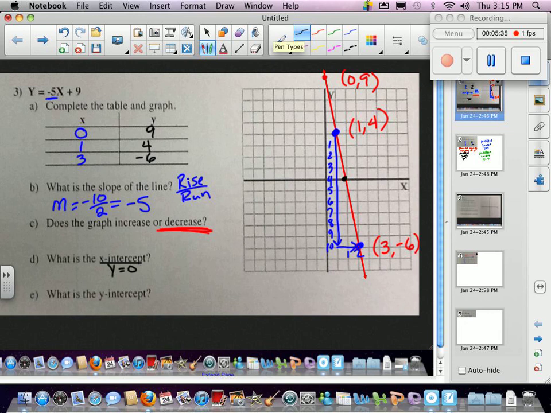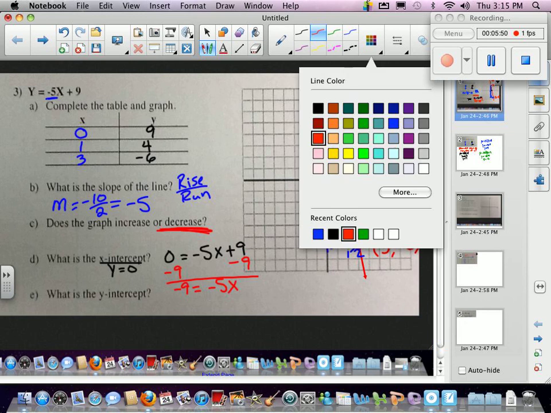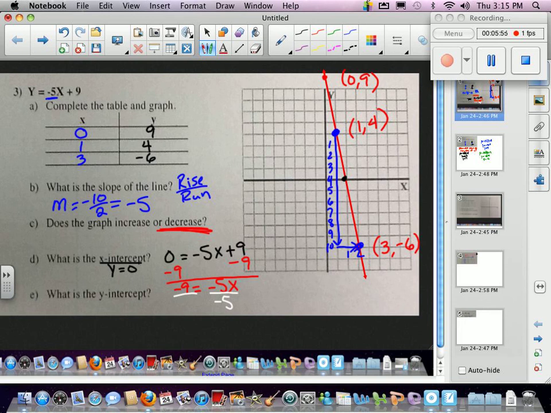0 is equal to -5x plus 9. If we're solving that equation, we're going to subtract 9 from both sides. We end up with -9 is equal to -5x. And then we're going to divide by -5. And when we divide by -5, we end up with x is equal to 9/5. So the x-intercept is going to be 9/5, 0.